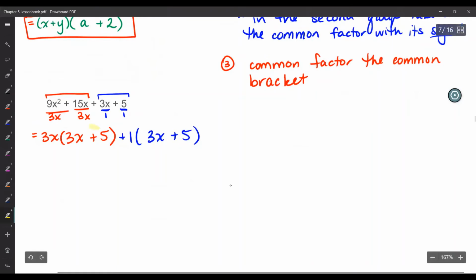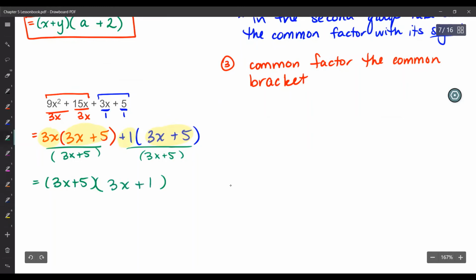Okay, so now we're back in that format where we have this common bracket. We're going to common factor the common bracket. And that means that I'm actually taking each term here and dividing out 3x plus 5. So in our second bracket, we're going to be left with 3x plus 1. So that should be our final.